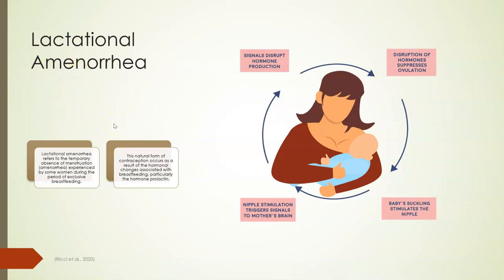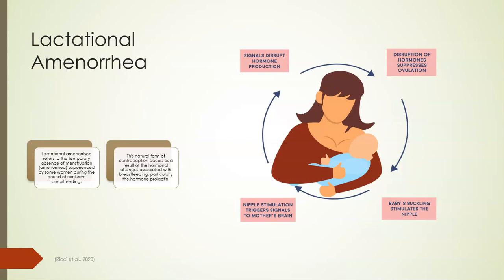So, lactational amenorrhea refers to the temporary absence of menstruation experienced by some women during the period of exclusive breastfeeding. This natural form of contraception occurs as a result of hormonal changes associated with breastfeeding, particularly the hormone prolactin. All right. So prolactin production.